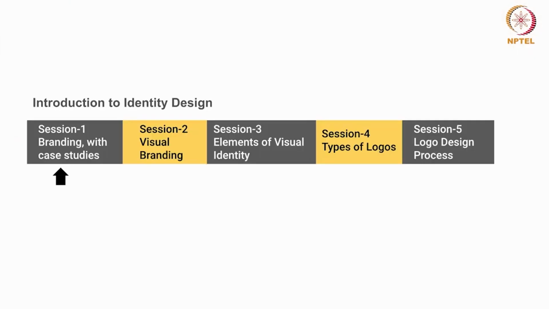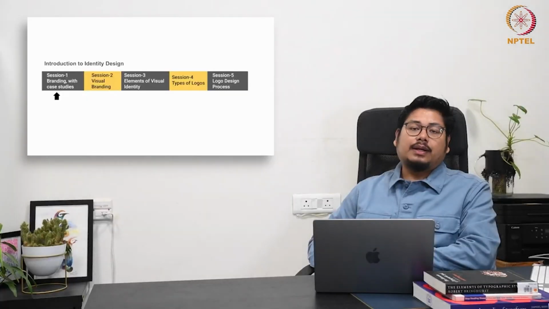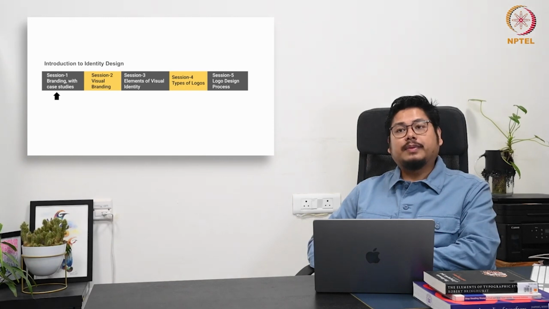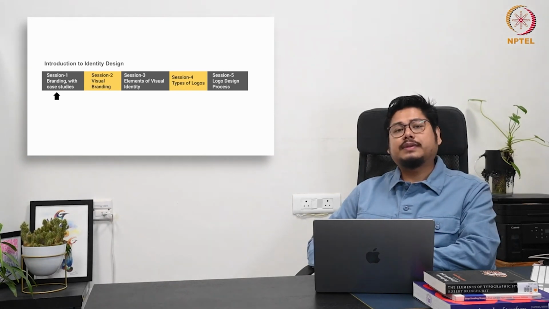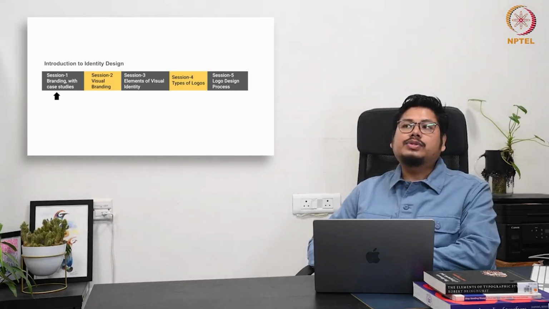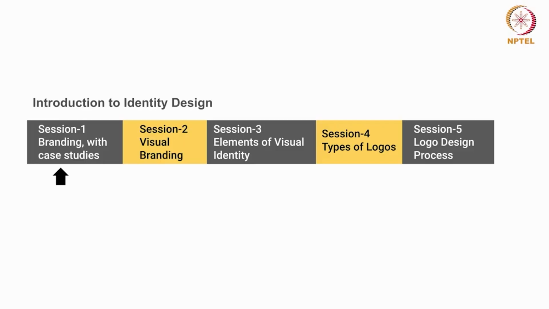Next is the types of logo. Once you have understood all about the visual elements of the visual identity, then you will also see how there are various segments within logo design. It can be monogram, it can be logo type, it can be brand mark logo, it can be combination logo. So we will look into those different segments and how those things are designed to create a better output. And finally, we'll end this session with the process.